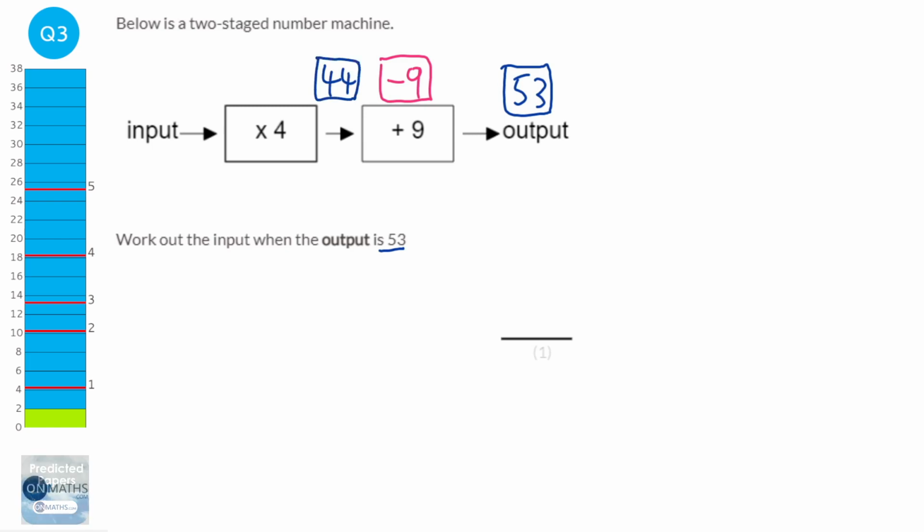Now we can check that by going the other way, so 44 plus 9 is 53, so that works. The next one says times 4, so the opposite would be divided by 4. So we're going to do 44 divided by 4, and that gives us an input of 11. Now let's check the whole thing. We put in 11, 11 times 4 is 44, 44 plus 9 is 53, so we know we've got it correct.